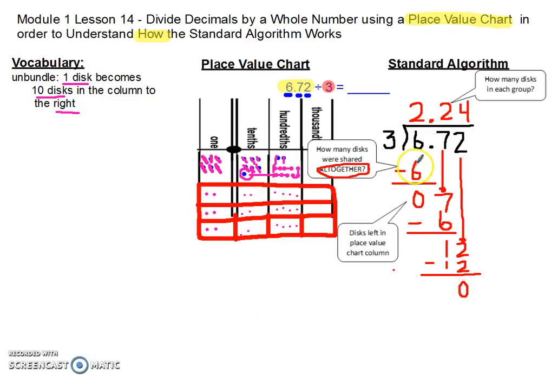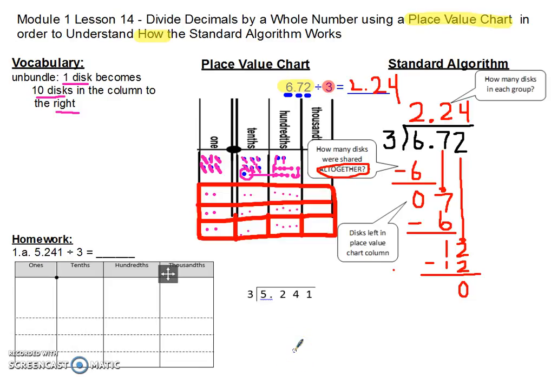So the answer to 6.72 divided by 3 is 2.24, or 2 and 24 hundredths. All right, let's take a look at another problem on our homework, and we'll do 1A, which is 5 and 241 thousandths divided by 3.